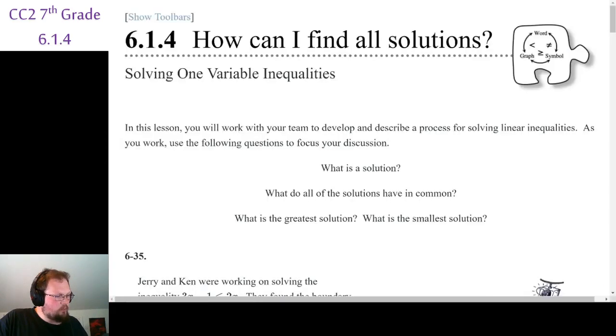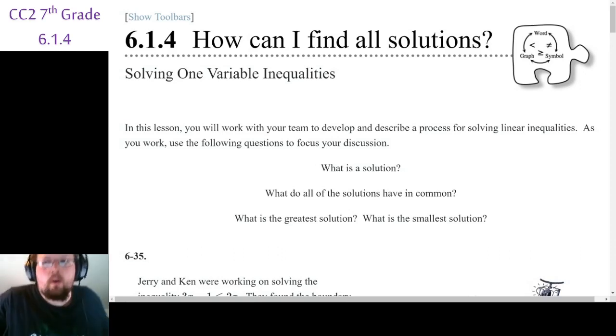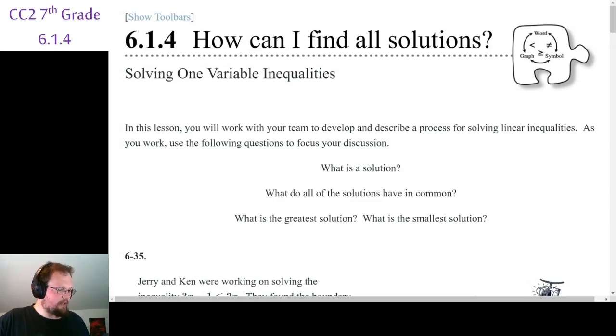Anywho, onward to section 6.14. It is a continuation on what we were talking about before, where you are solving an inequality. Now, there's a couple of terminology things that I think are going to start getting confusing if we don't address them right away. So what I want to tell you first is that there are essentially 3 types of things that we're going to be working with in here.